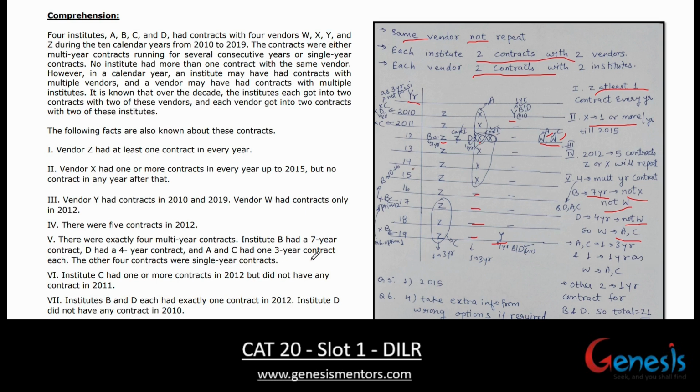A and C had 3-year contracts also, the others are 3-year contracts. Okay. So the total contract years: B 7 years, D 4 years, which is a total of 11 years, right? Again A and C 1 year each. So 7 + 4 is 11, plus the 3-year contracts, right? A and C 3 + 3 is 6 years, so 11 plus 6 is 17 years, is done, right? Okay.